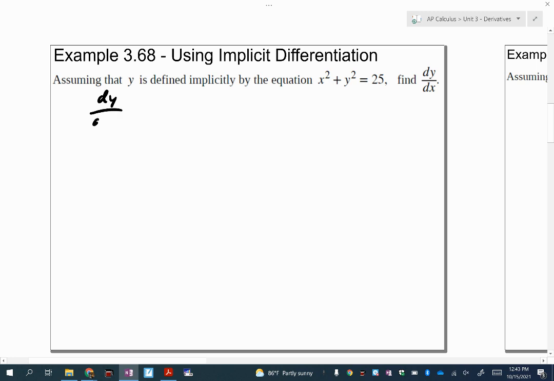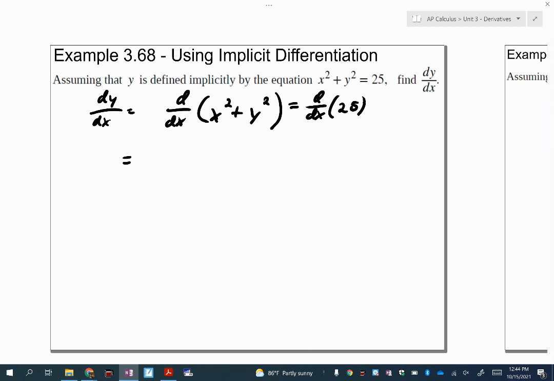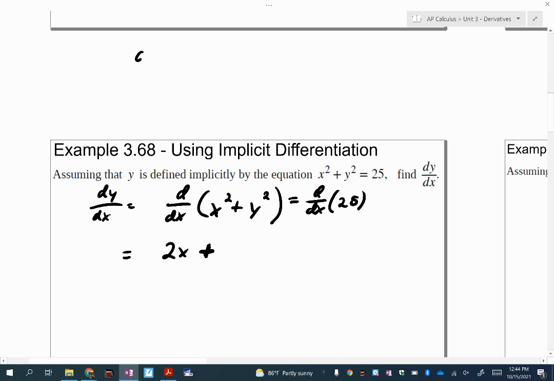So dy dx is going to be d dx of x squared plus y squared equals d dx of 25. Okay? Now, up to this point, when we do the derivative with x, you just use the power rule. So the derivative of x squared is 2x. But here is the major difference, and I'll do a little sidebar here. So we have the d dx of y squared. Okay? So using the power rule, you have 2y to the first power.